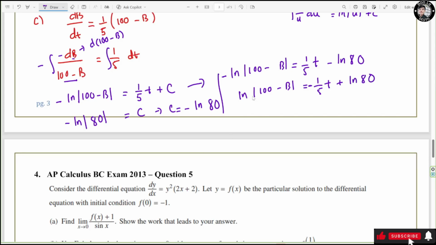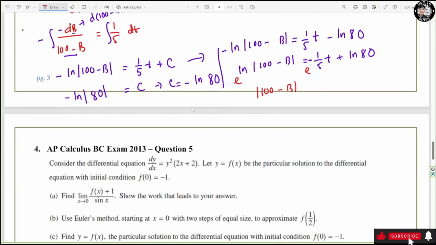And then I'm going to exponentiate both sides. So I have e to this one equal to e to this one. So it could be absolute value of 100 minus B equals e to the negative 1 over 5 t times e to the ln of 80, so actually 80.